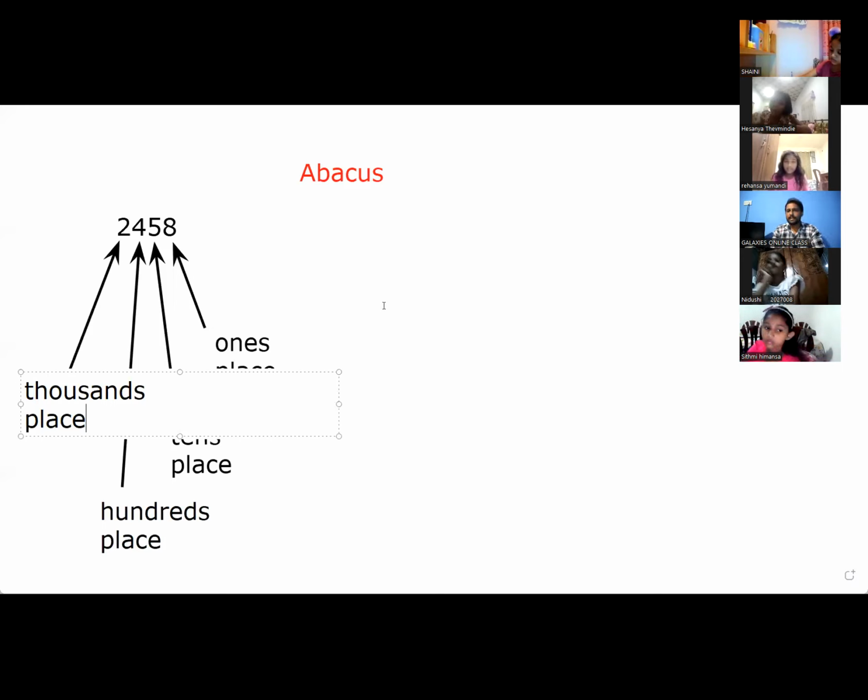Right, okay, those are the place values, okay? Quickly write down this number in your book, then also identify the numbers. You can use different colors, different colored pens.